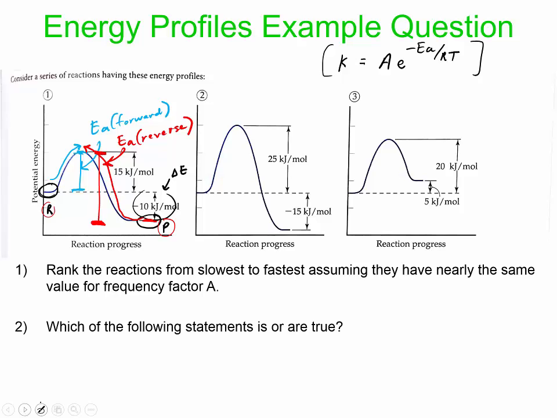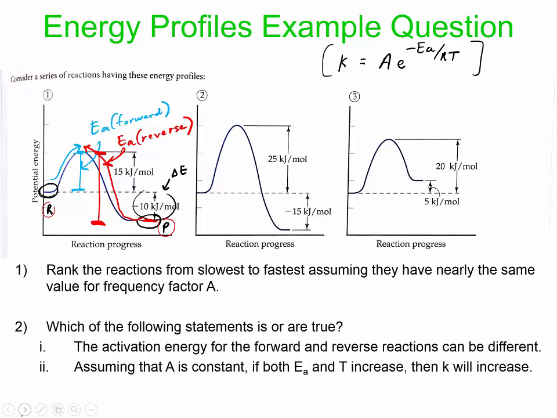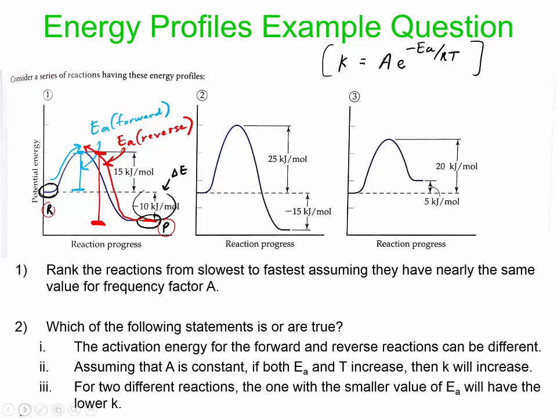And two, try to answer this. Which of the following statements is or are true? The activation energy for the forward and reverse reaction can be different. Assuming that A is constant, if both EA and T increase, then k will increase. Is that true or false? And is this statement true or false? For two different reactions, the one with the smaller value of EA will have the lower value of k. I want to see what you guys come up with for this question and the question on the previous slide. Okay, and that concludes our tutorial.